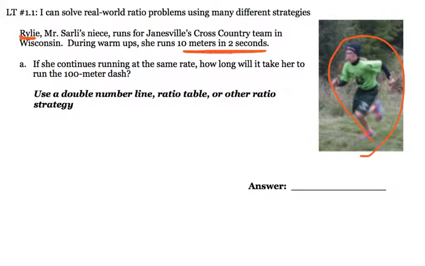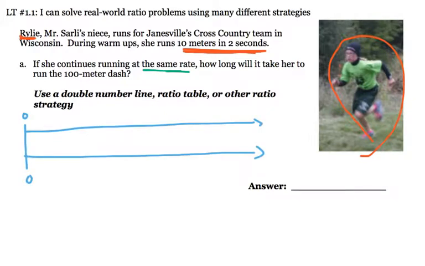Alright. So in these ratio problems, we're looking for a rate, which is telling us something that's repeating. So for every 2 seconds, my niece runs 10 meters. If she continues running at that rate of 10 meters every 2 seconds, how long will it take her to run the 100-meter dash? Alright, so a longer way to do it would probably be with the double number line. But it's the easiest one to understand, so let's start there.